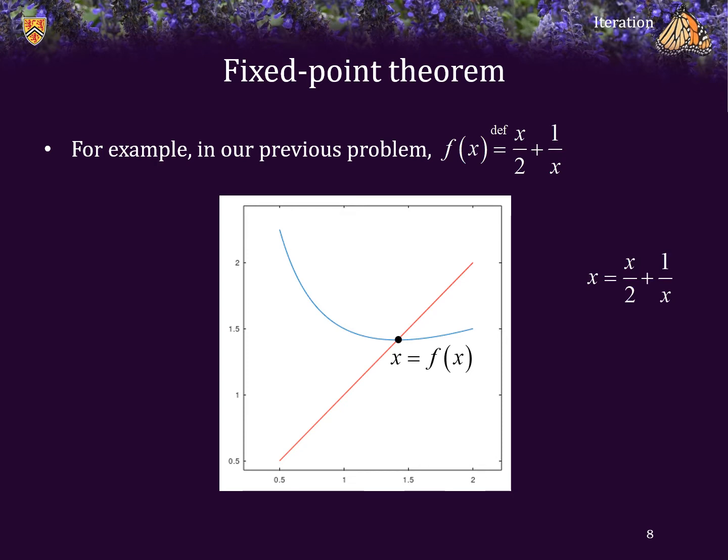Well, x equaling x over 2 plus 1 over x, we can subtract x over 2 from both sides, and now let's cross multiply both sides by x, multiply both sides by 2, and we get that this is true if and only if x squared is equal to 2. In other words, yes, the point at which this function f at x equals x is when x equals plus or minus the square root of 2.